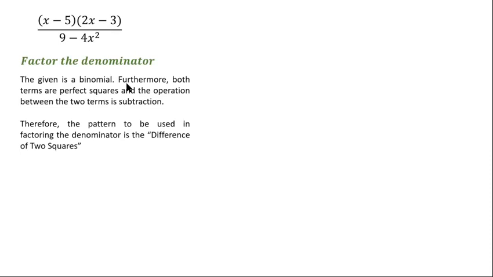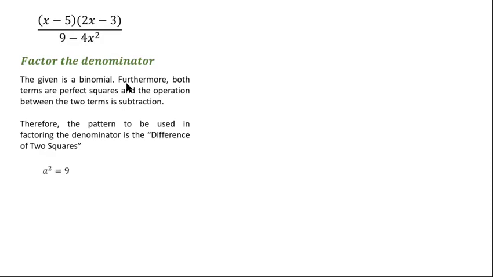The given is a binomial. Furthermore, both terms are perfect squares and the operation between the two terms is subtraction. Therefore, the pattern to be used in factoring the denominator is the difference of two squares. So again, bakit yun yung naisip nating method? Kasi first, satisfy yung ating condition na unang-una na binomial yung given. Pangalawa, parehong merong square root. And pangatlo, subtraction yung nasa gitna, yung operation nung dalawa. So therefore, again, we will use the difference of two squares na pattern.